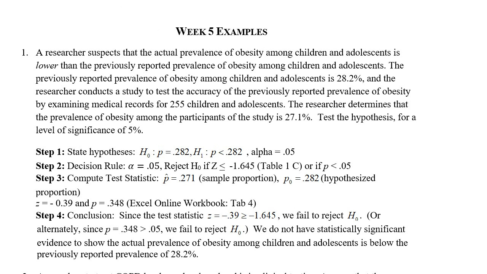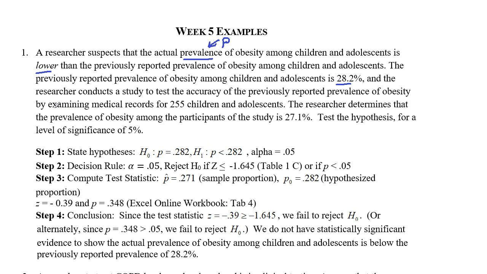So let's look at some computational examples to help with the week 5 homework. First off, here we had a researcher who suspects that the actual prevalence of obesity among children is lower than the previously reported prevalence of obesity among children and adolescents. The previously reported here was 28.2%. So prevalence here is a proportion or a percentage. So this is going to be a hypothesis test for P.